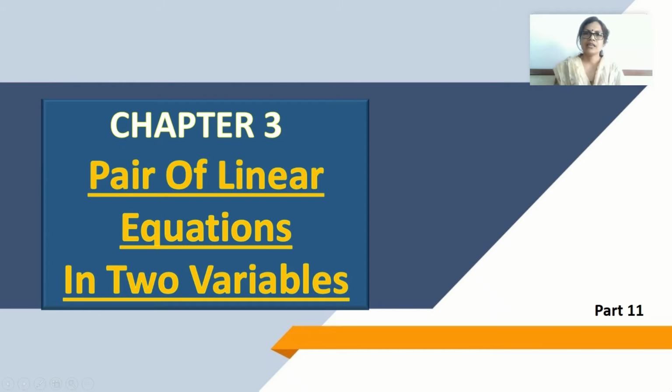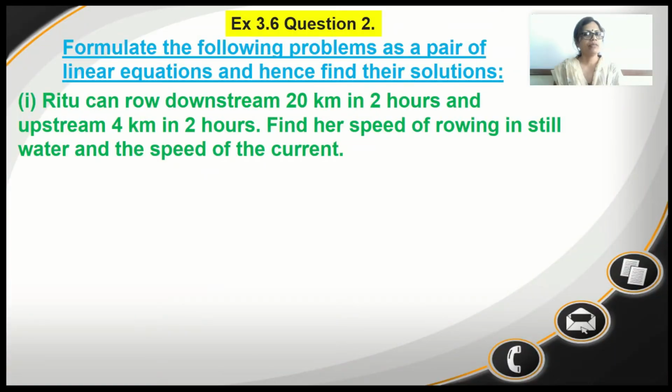Dear students, we are discussing chapter number 3, pair of linear equations in two variables, and we are about to complete the chapter now. We started with exercise 3.6 in the previous video lesson and completed question number 1, and today we are going to begin with question number 2. This is question number 2 from exercise 3.6, and the question is, formulate the following problems as a pair of linear equations and hence find their solutions.